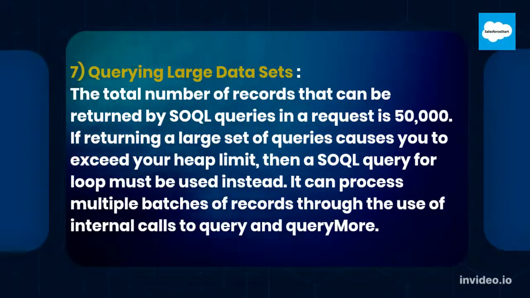7. Querying large data sets. The total number of records that can be returned by SOQL queries in a request is 50,000. If returning a large set of queries causes you to exceed your heap limit, then a SOQL query for loop must be used instead. It can process multiple batches of records through the use of internal calls to query and queryMore.